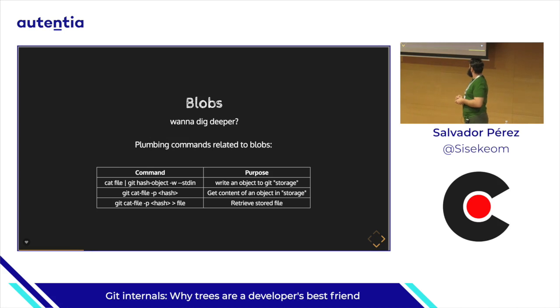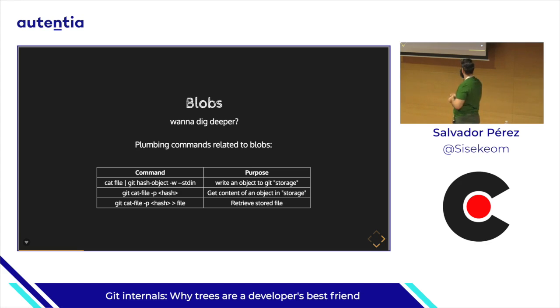Here, I left you a couple of plumbing commands, the low-level ones, in case you want to delve a bit deeper and just play a bit with it. These are the ones used to take one file and generate the blob object, and the ones to retrieve one. So you can play with those.